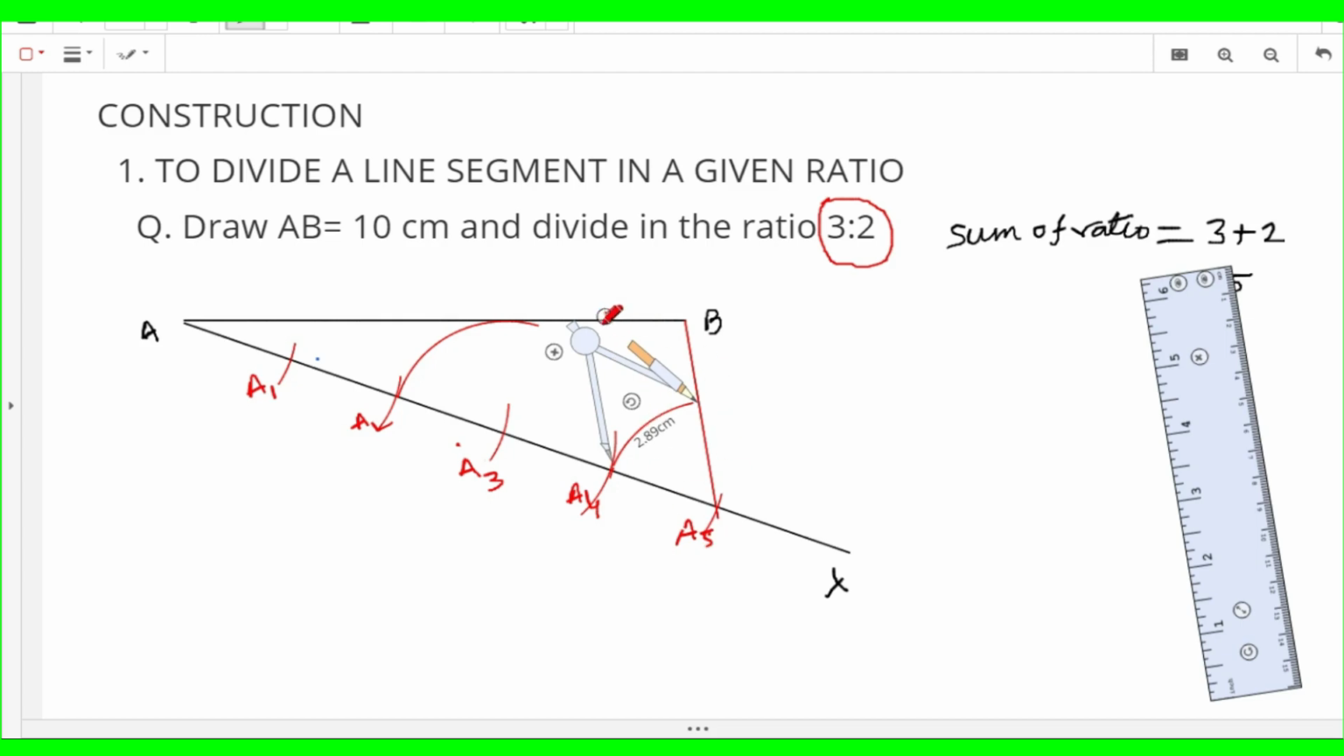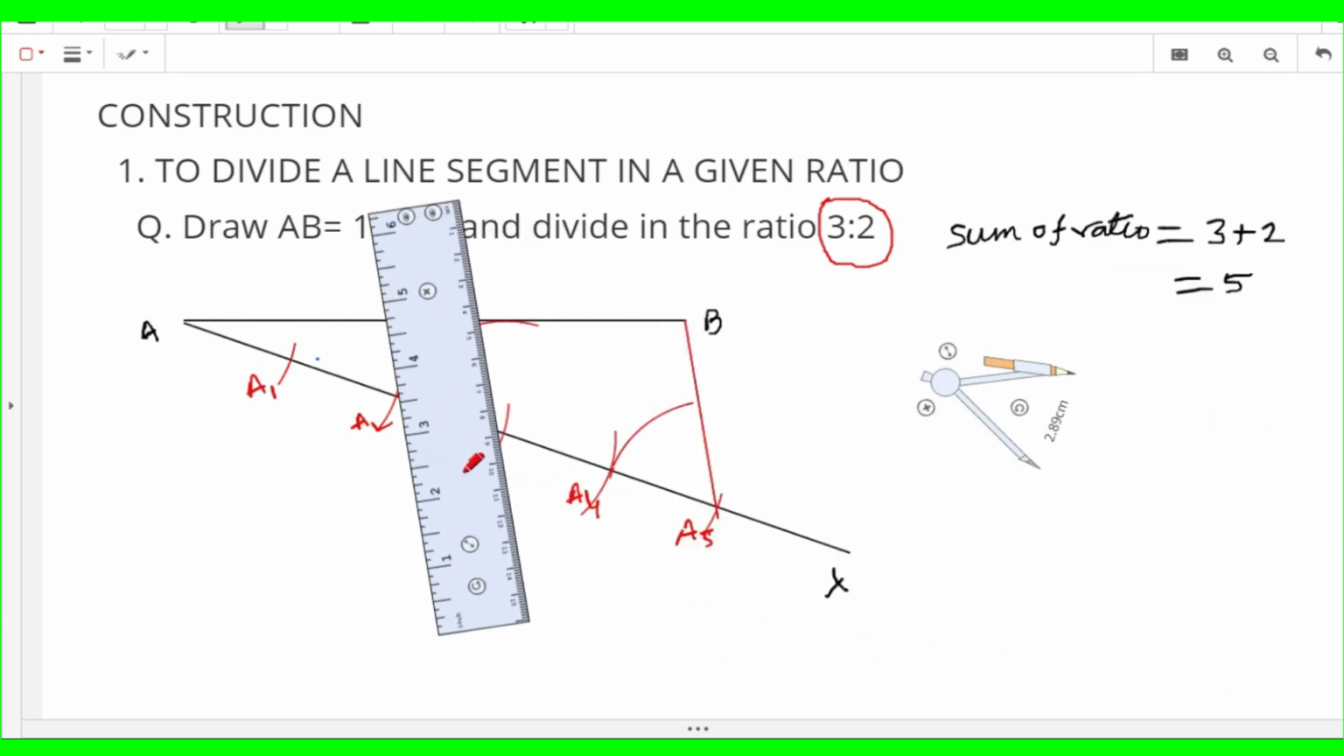Okay, this is the point. So again you lift up the compass, put it at the point where it intersects, and cut one arc here. So your compass part is over, keep it aside. This is the point of intersection. Now from A3 join this and produce it by using a ruler.